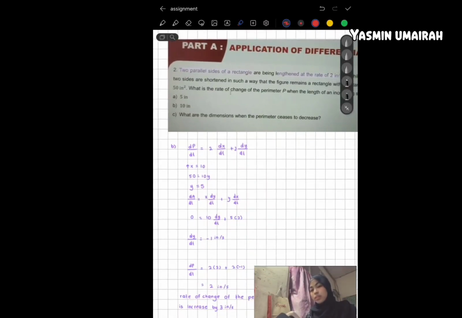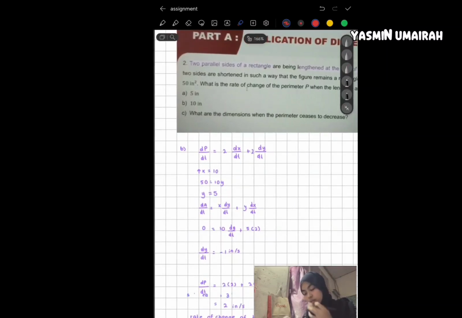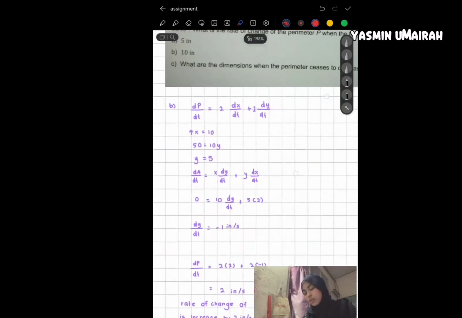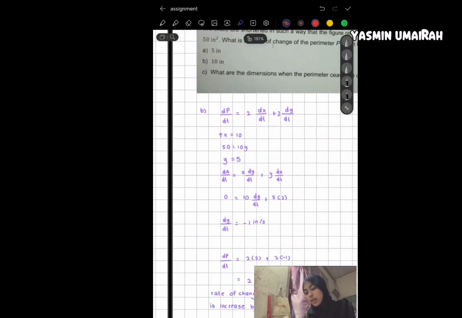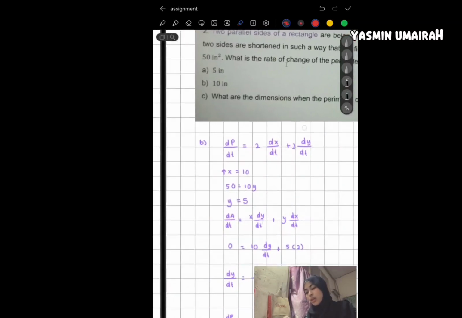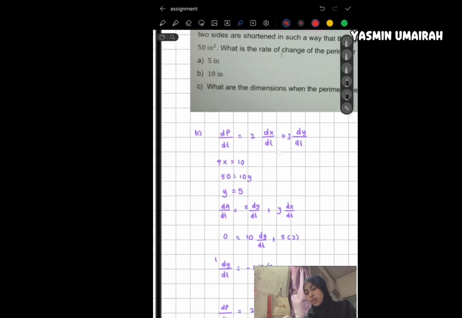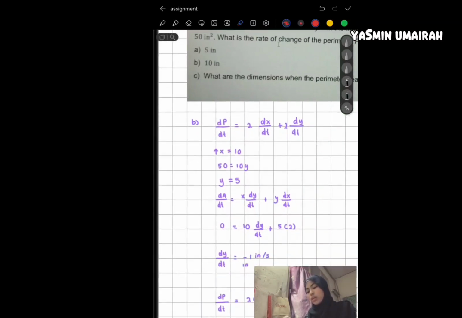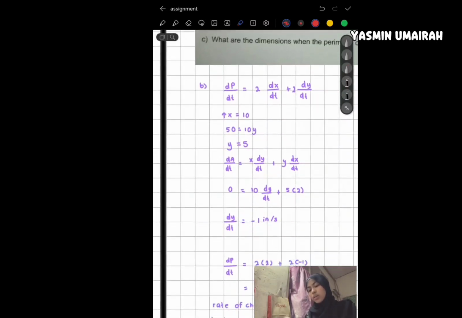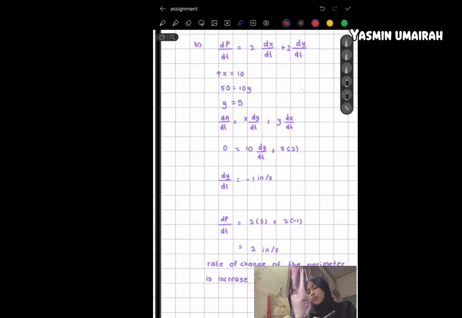Next question is B. We have to do the same thing as in A, but we just change it to 10. So we know that x is 10, and from the area formula A equals xy, we substitute x equals 10, which gives 10y, so we get y equal to 5.